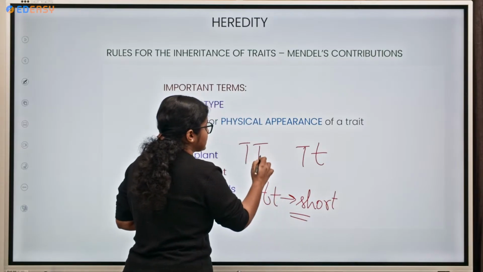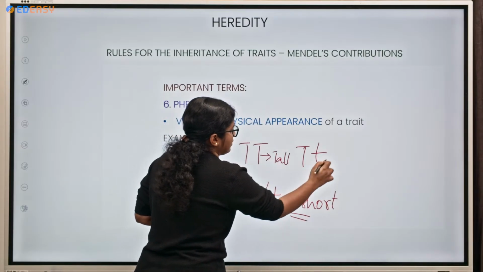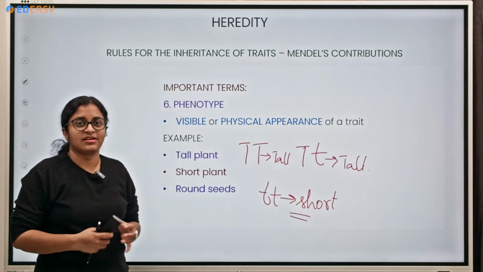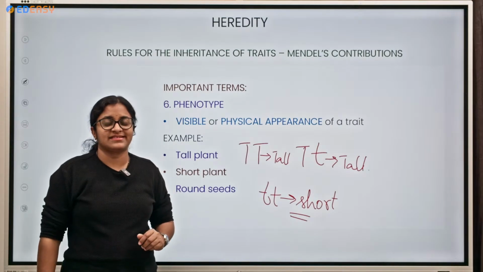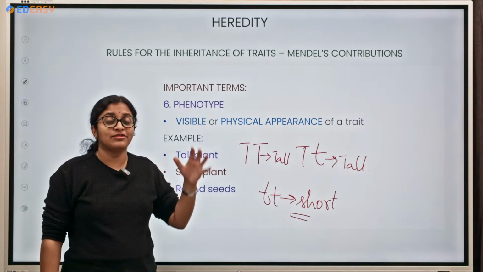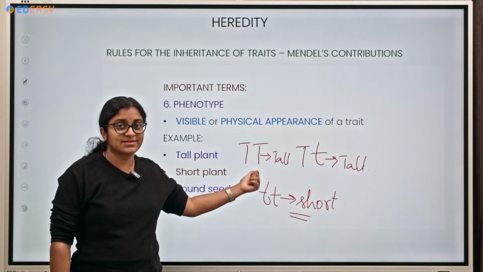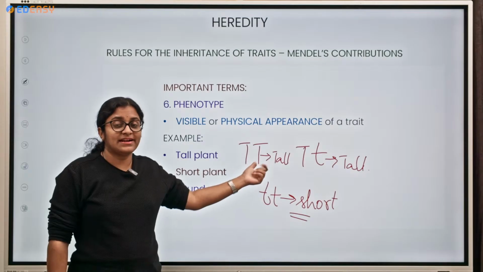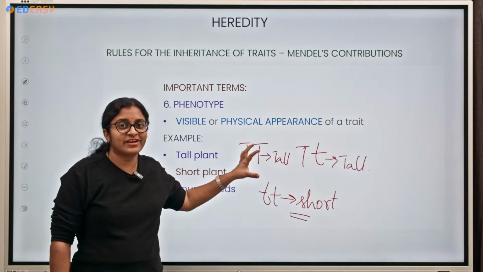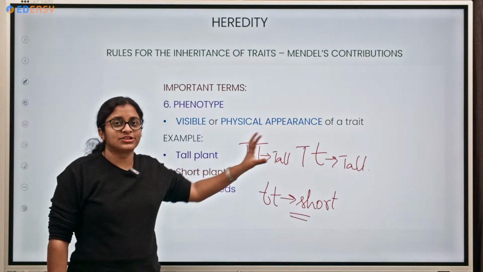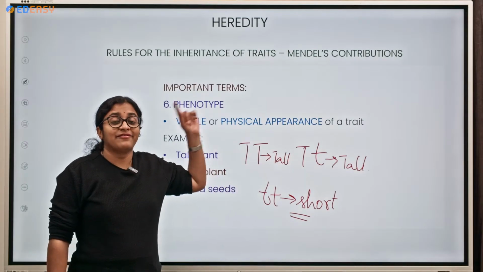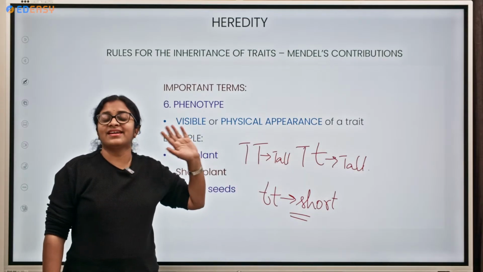Okay. So let's say this is tall, this is tall, this is short. When I look at the plants, will I be able to tell if it is a tall plant that has a combination of small t, capital T or capital T, small t? No, right? Both of them, how do they look to me? They look tall only. So when I see physically, they look the same. But when I see genetically, they are not the same.